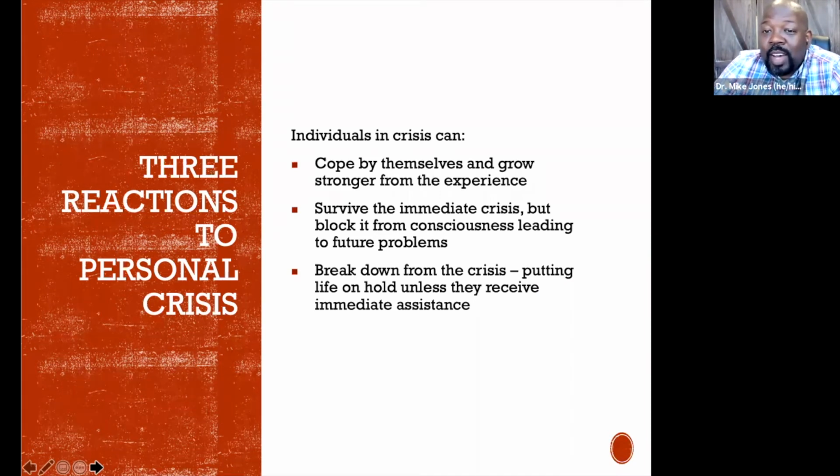Some people find themselves in survival mode where they block it for a temporary time period, but this does end up leading to future problems for them. And then others we see will end up breaking down from the crisis because they have to put their life on hold, basically, just so they can deal with the immediate situation they're under.